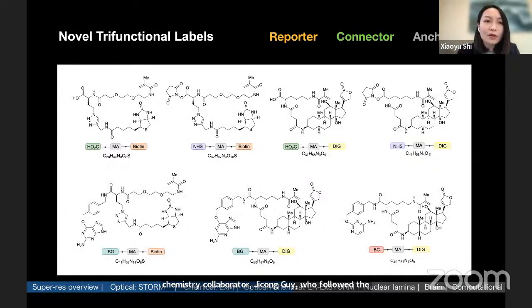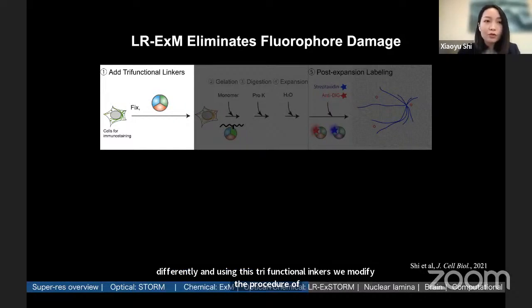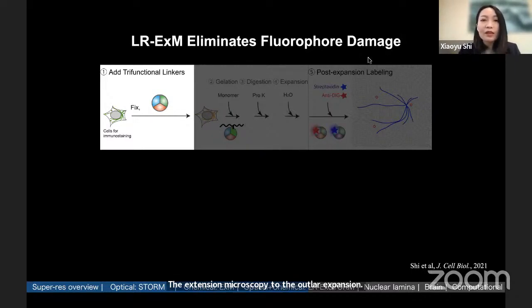So these are the novel trifunctional labels that we use. These are different labels to introduce multiple colors or to bind onto antibodies or ligands differently. And using these trifunctional linkers, we modified the procedure of the expansion microscopy to the LR expansion microscopy protocol. The biggest difference between LR-ExM and the standard ExM are two steps. That is the first step and the last step.